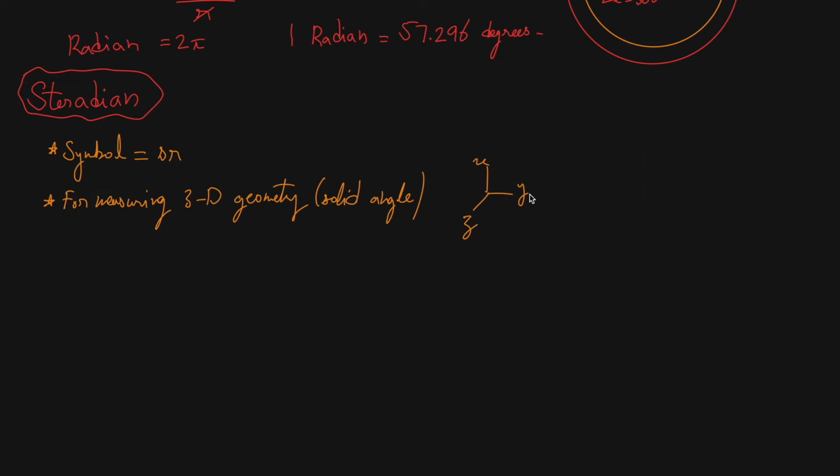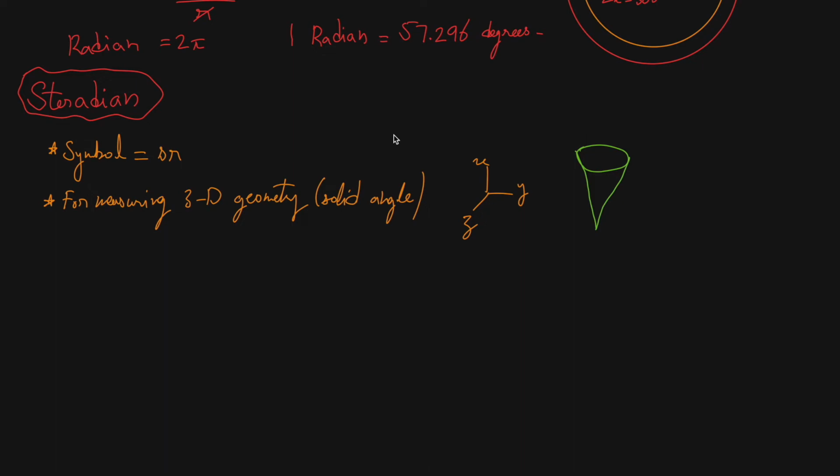In two dimensions we have a triangle, and if we consider the 3-dimensional version of a triangle, we will have a cone-like shape, and that is the solid angle. Basically like this. We have a cone here. So this is basically the solid angle.